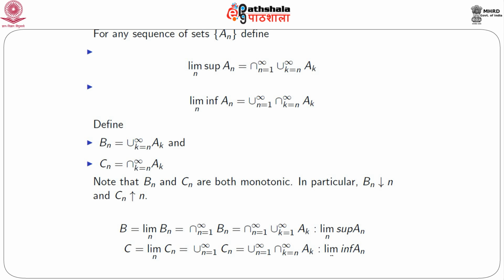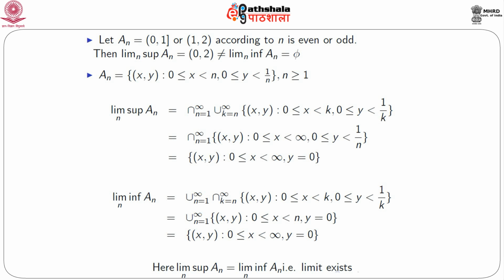Thus, we have defined lim superior of a sequence of events A n, I should say sets, and then we have lim inf of a sequence of sets A n. So, we call them lim sup and lim inf. Now, we will try to find lim sup and lim inf for a number of cases.